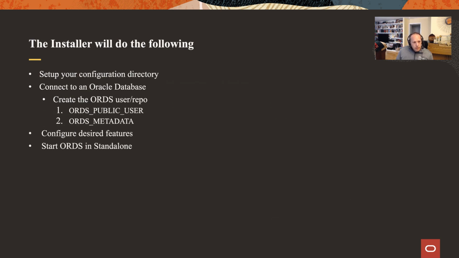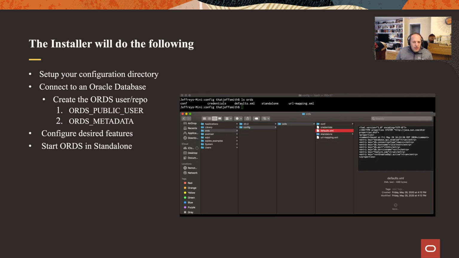What's the installer going to do? Well, the first thing it's going to do if you don't have one is help you set up your configuration directory, and that's just where all of the files are going to be. And in those files, you're going to have all of your switches and flags and settings for ORDS itself. And then you're also going to have a directory of XML files that configure everything we need for the connection pools, which tell us the databases that are being used and the accounts and passwords we need to get into those databases. Don't worry, the passwords are encrypted in those files.